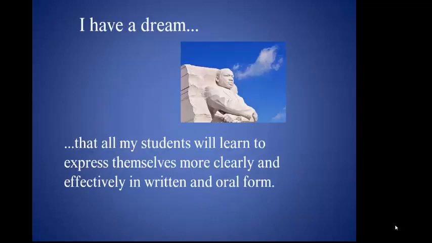So I'm going to start with an objective. I have a dream. Maybe you share it. I have a dream that all my students will learn to express themselves more clearly and effectively in written and oral form. How true is that? Hopefully that rings a bell with you. I know for me that is something that always comes to mind, that students should be developing skills in this manner.